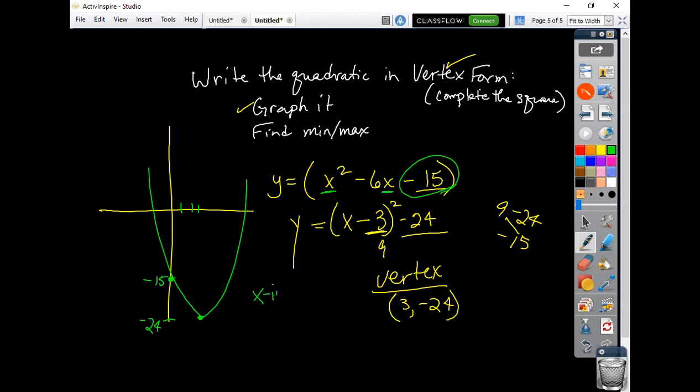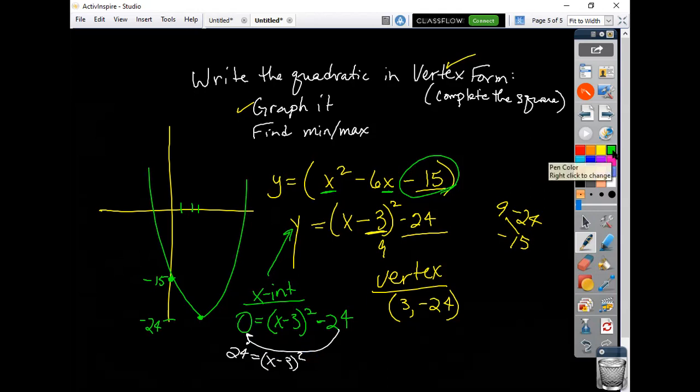So x-intercepts, for a lot of problems they ask this, x-intercept, what does y equal? Y equals 0. So then to solve this, add my 24 to the other side. Square root both sides. Remember the plus or minus, positive or negative. So I've got a positive or negative square root of 24 equals x minus 3. And add 3 to the other side.